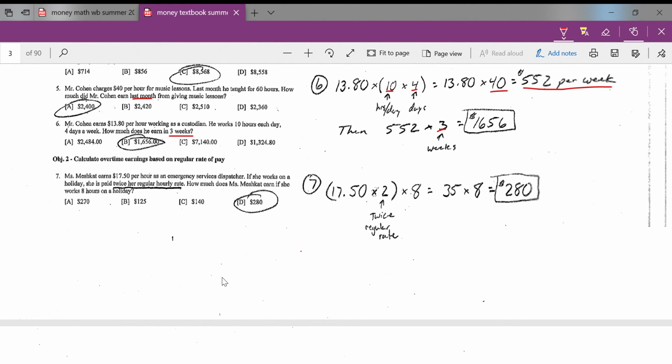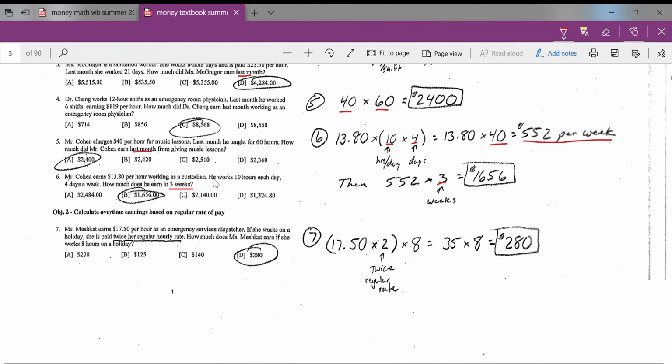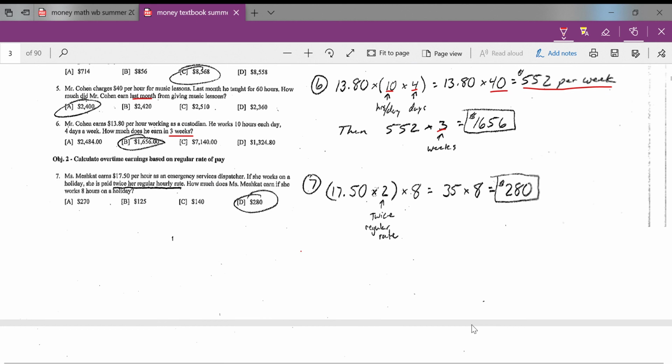It says Miss Meshcat earns $17.50 per hour as an emergency services dispatcher. If she works on a holiday, she is paid twice her regular hourly rate. How much does she earn if she works 8 hours on a holiday? So it's still kind of that, you know, from before, the wage times hours equals the gross pay.